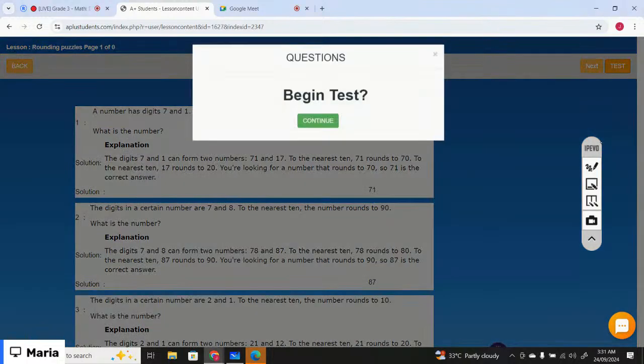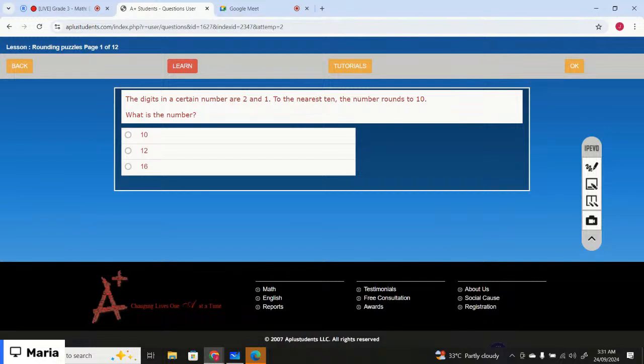Let's just start with the test questions. The digits in a certain number are 2 and 1. To the nearest 10, the number rounds to 10. So what is the number? Which is the correct option?